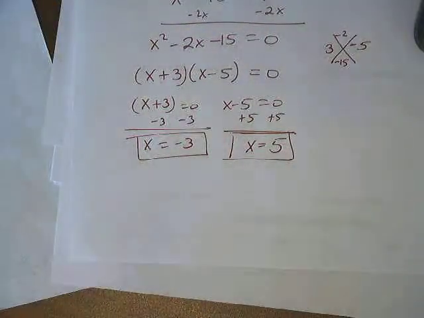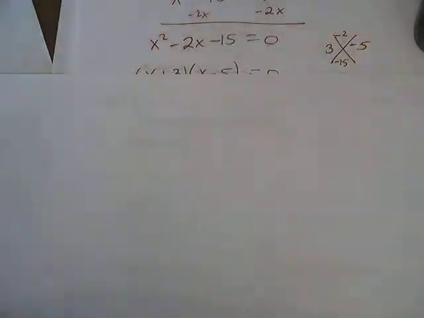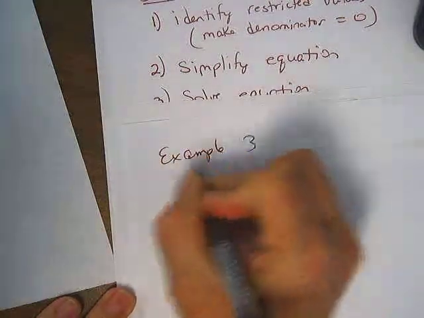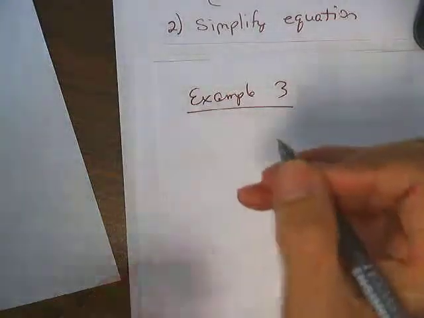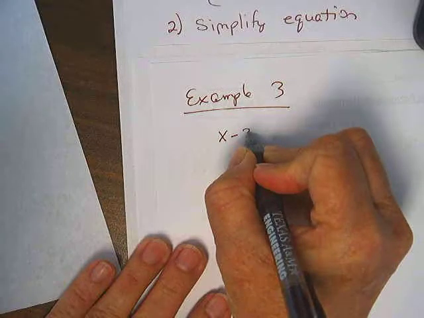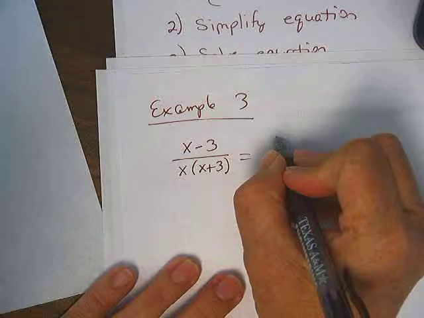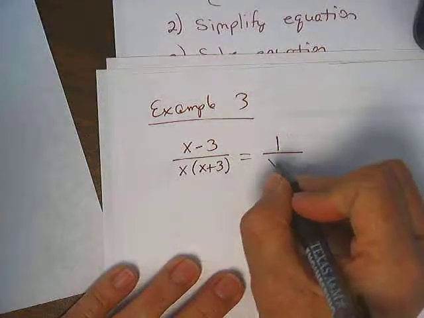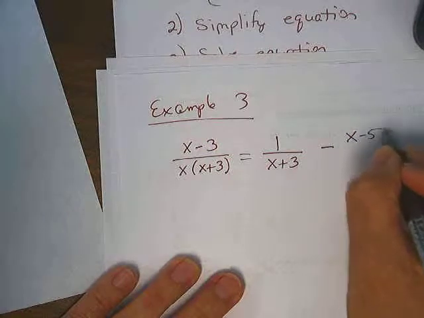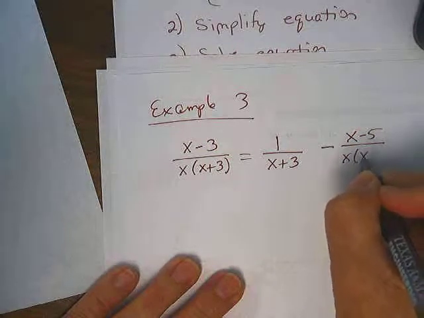Let's go on and do another example. Example 3. Okay. Let's do one that's a little bit tougher. x minus 3 over x equals 1 over x plus 3 minus x minus 5 over x times x plus 3. Ooh, look at this one. Quite a bit more here.